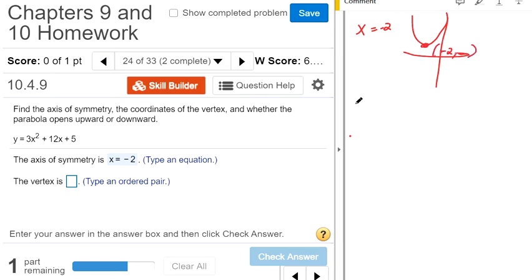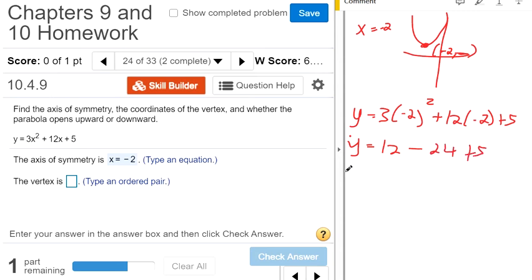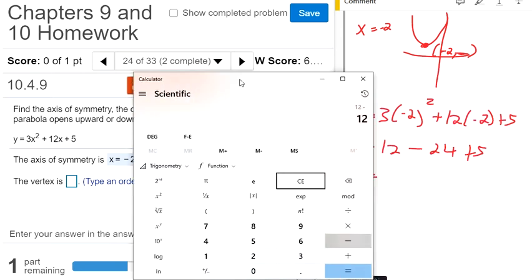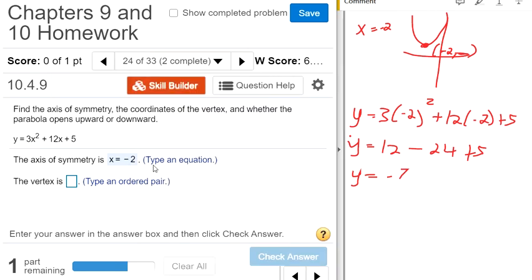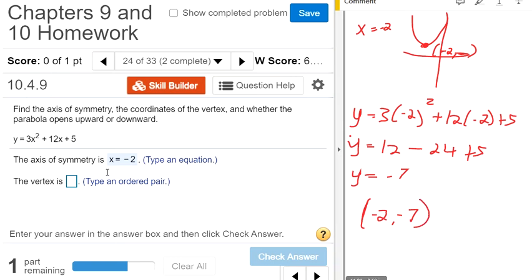So you just have to find the y-coordinate by plugging in negative 2 for x. If you simplify, negative 2 squared makes 4, 4 times 3 makes 12, 12 times negative 2 makes negative 24. Our y-coordinate is negative 7. So the vertex is the point negative 2 comma negative 7.